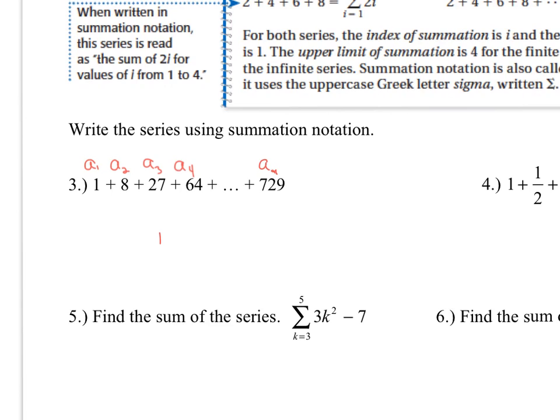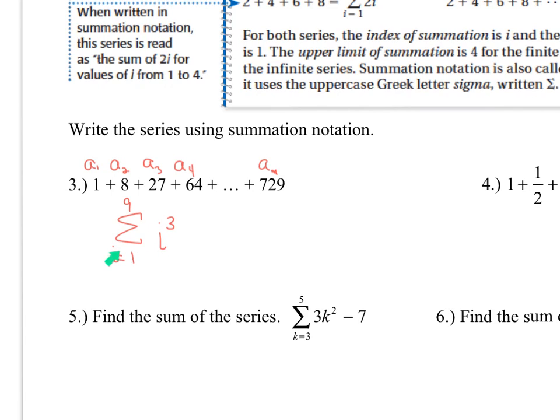So I know that these are my cubes, so I'm going to write i cubed, and then write your sigma notation. The lower limit, which is the first term, is i equals 1. And then the very last term, we go from 1, 2, 3, 4, all the way up to 9.